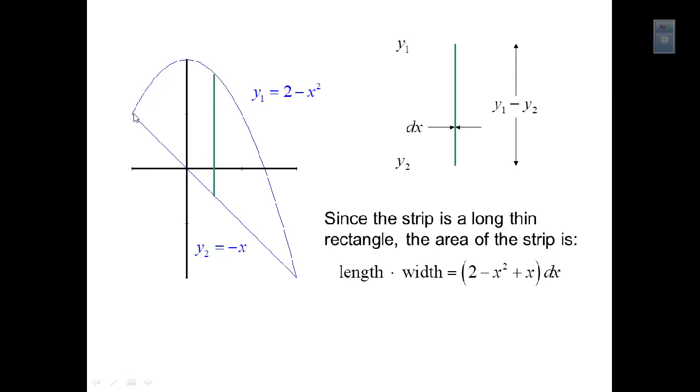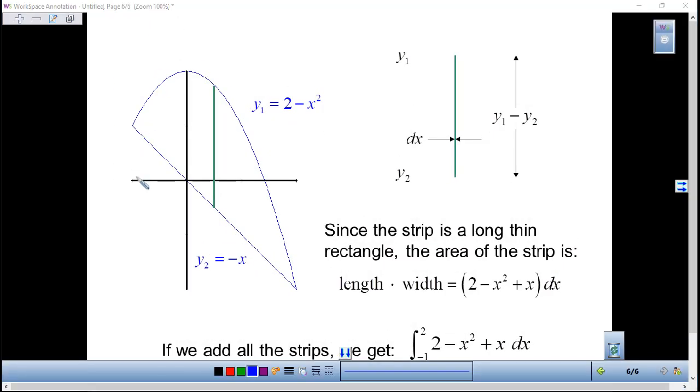Well, how do we add all the strips starting from over here all the way to over there? Well, that's where integration comes in. If we add all the strips, we're going to get the integral from -1, that's this intersection over here, to 2, that's where they intersect over here, of 2 minus x squared minus x dx. So that's where we found this intersection over here. This is at -1, and this intersection over here is at +2. That's where the two things intersected.